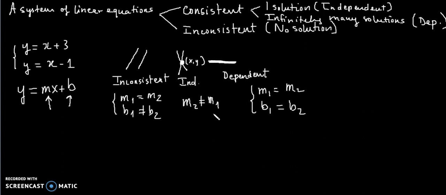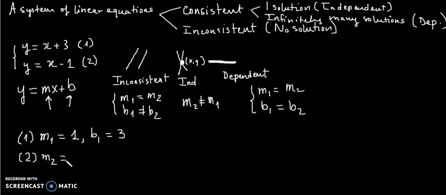Now let's apply this. Let's number this as equation 1 and this as equation 2. For equation 1, the slope m1 equals what? The number in front of x, without being written out, we know is 1. So m1 equals 1 and b1 equals 3. For the second equation, we have m2 equal to 1 again, and b2 equal to -1.